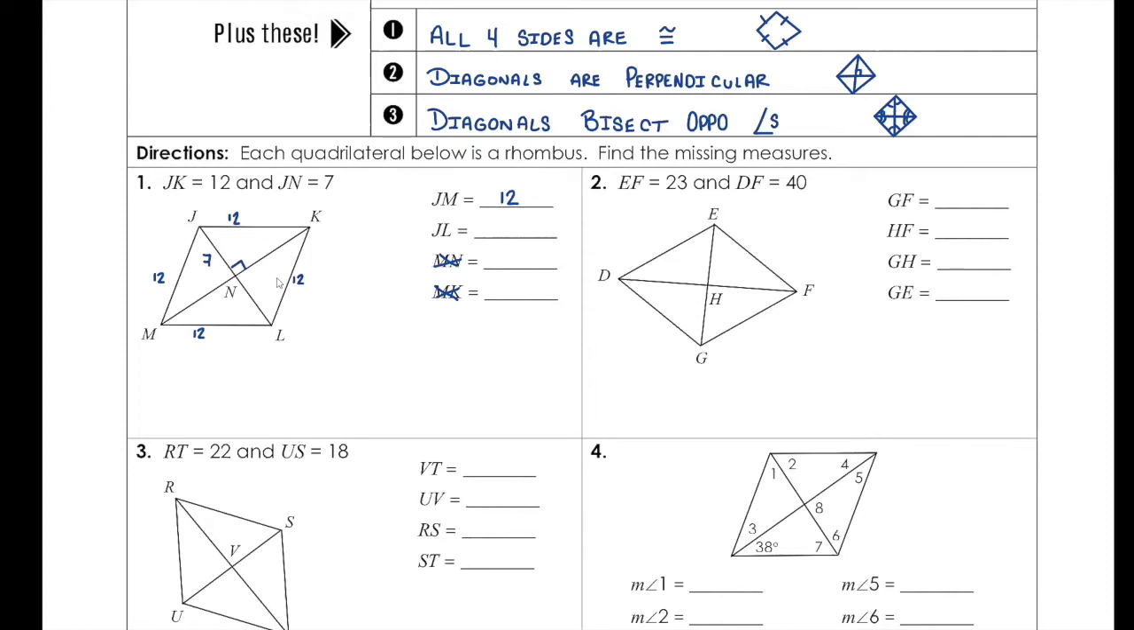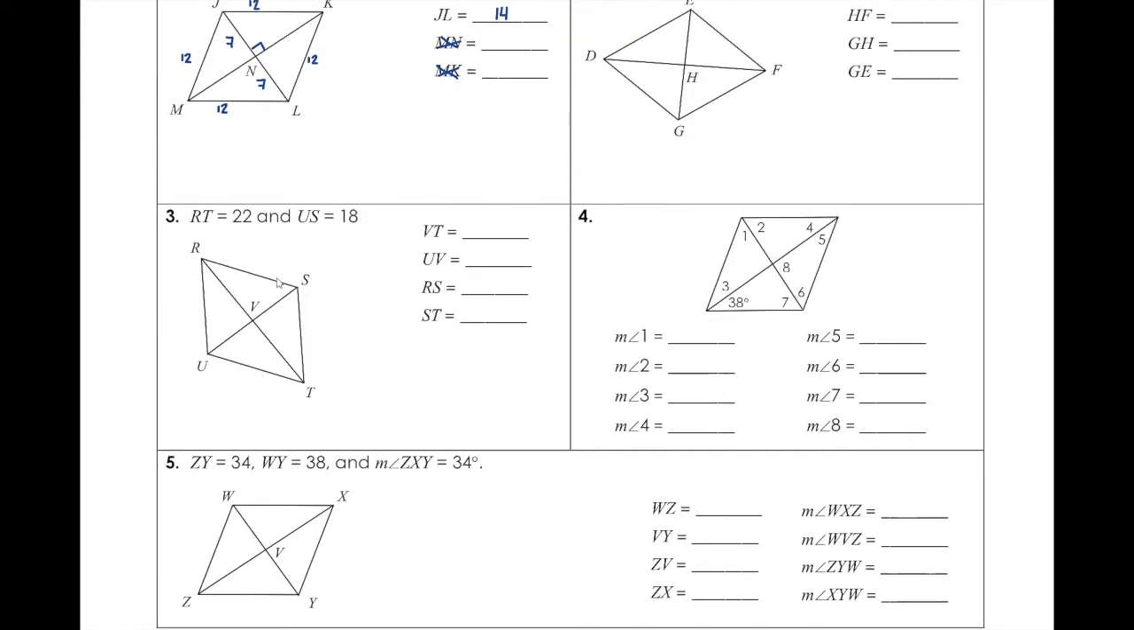All right, and then it says, what's the full length of JL? So if JN is 7, what's LN? Why would LN be 14? It'd be 7 because it still follows the properties of our parallelogram in which diagonals bisect each other. So if one piece is 7, the other piece also has to be 7. So the full length would then be 14. Good job.